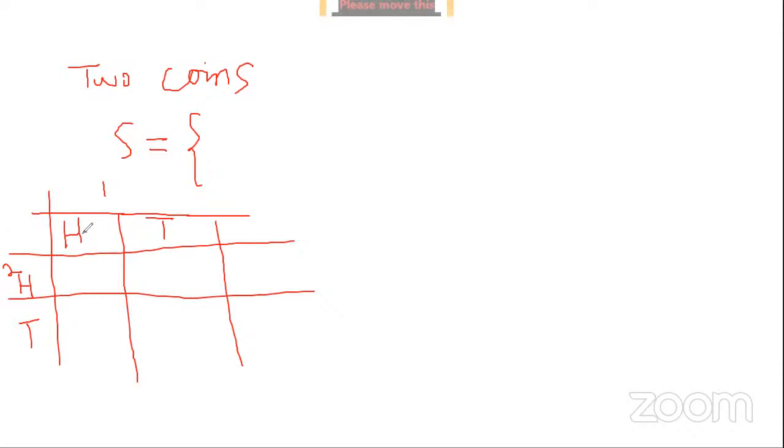So here is head and here is head. So we shall have head, head. What shall we have here? Head, tail. And then here? Tail, head. And then tail, tail.